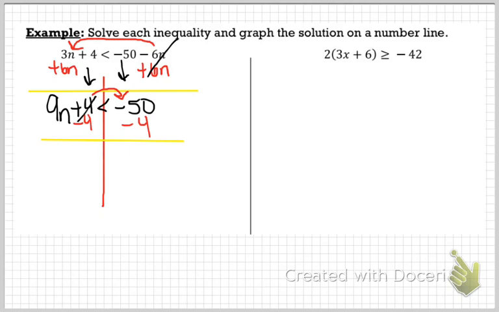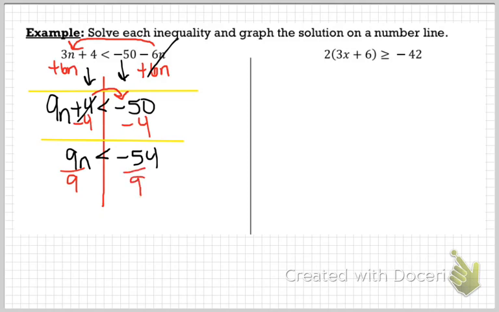Then we're going to bring down the 9n, keep bringing down the same inequality. Negative 50 minus 4 is negative 54. And the last step, 99% of the time, is to divide. So we're going to divide by 9.